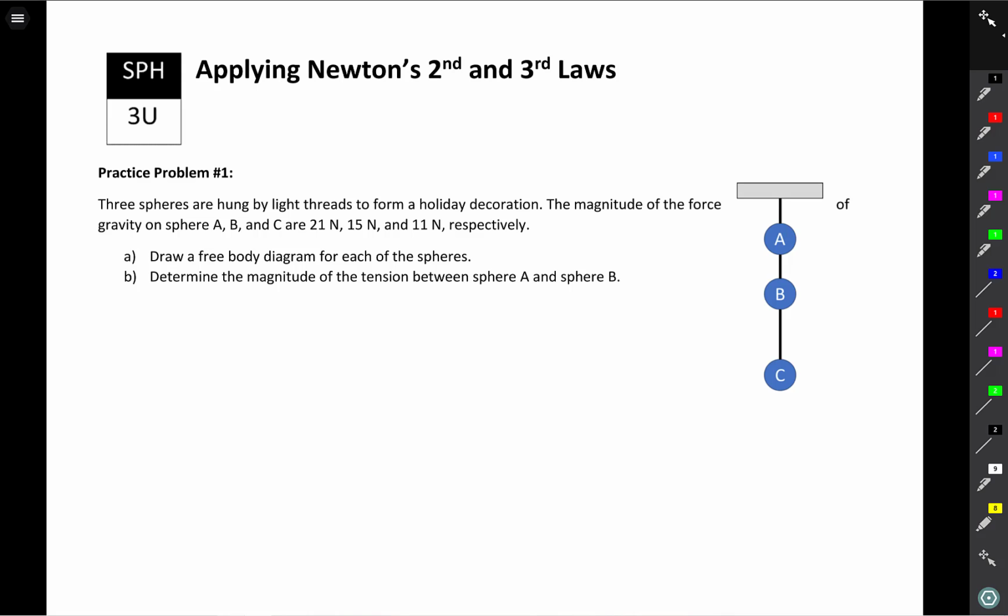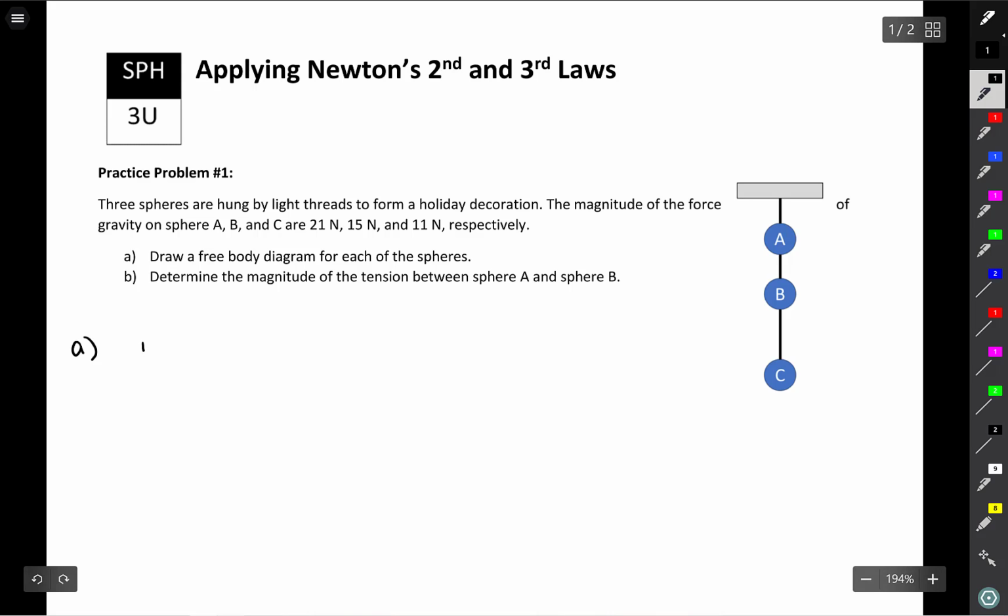So you'll see that the first problem that we're going to look at has three spheres that are hanging from ropes. And we know that there is a force of gravity acting on them: 21 newtons acting on sphere A, 15 newtons acting on sphere B, and 11 newtons acting on sphere C. And the first thing we're asked to do is to state the free body diagrams for each of these spheres. Okay, so let's go ahead and do that.